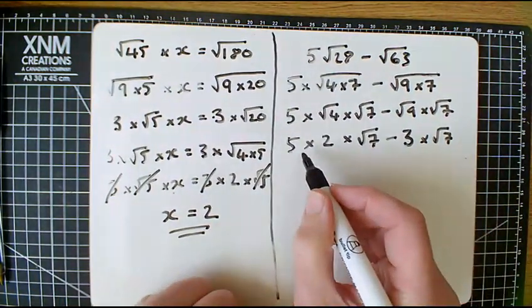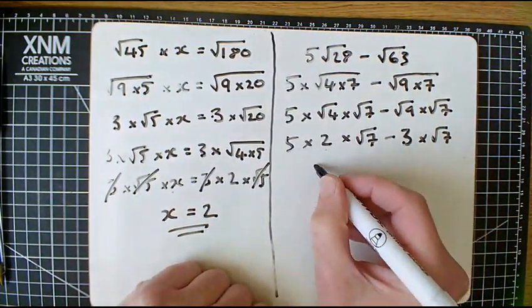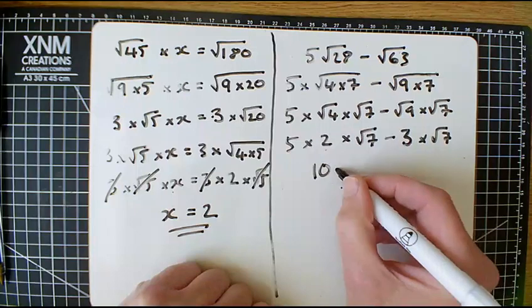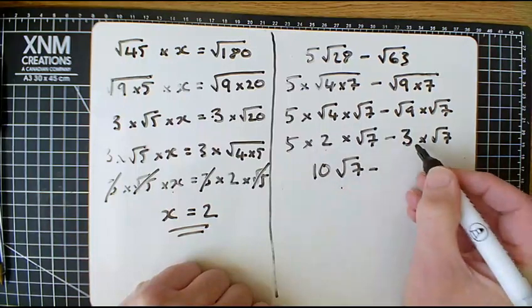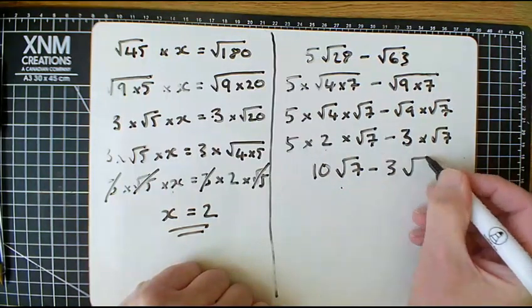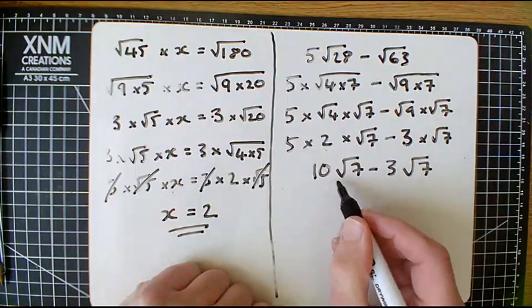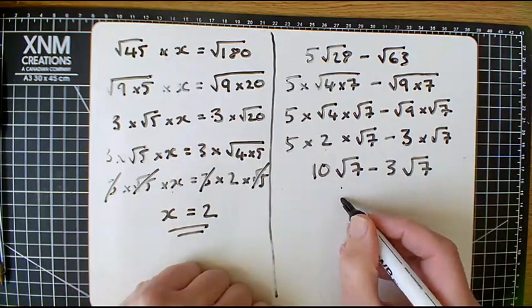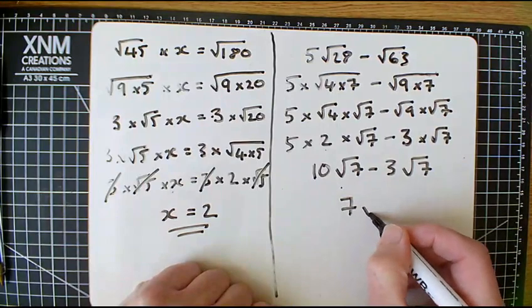Now let's put these together again. 5 times 2 times the square root of 7 can be expressed as 10 root 7, take away 3 root 7. Now 10 root 7 take away 3 root 7 can be expressed as 7 root 7.